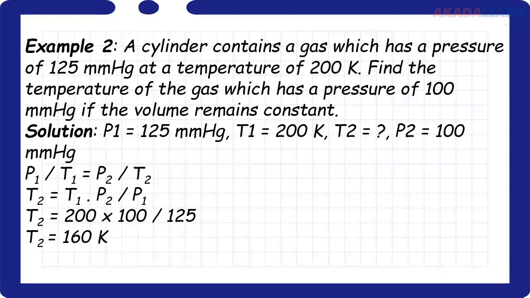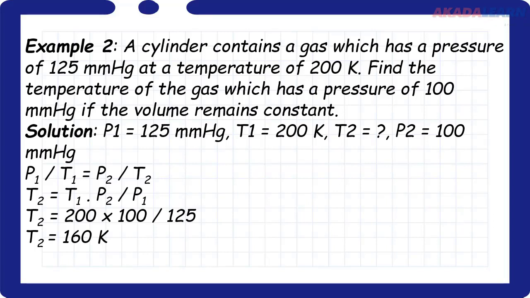Example 2. A cylinder contains a gas which has a pressure of 125 mm mercury at a temperature of 200 Kelvin. Find the temperature of the gas which has a pressure of 100 mm mercury if the volume remains constant. Solution.